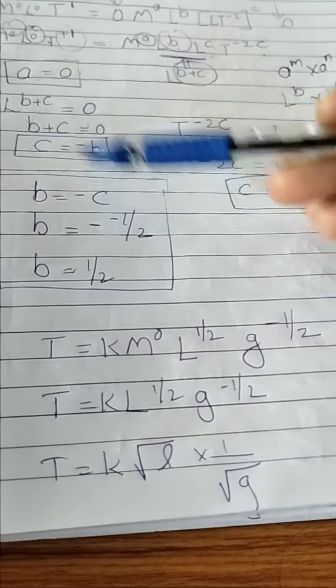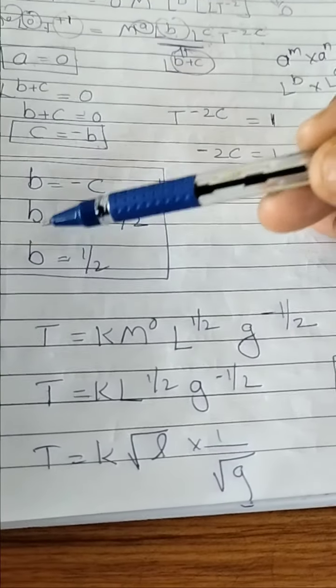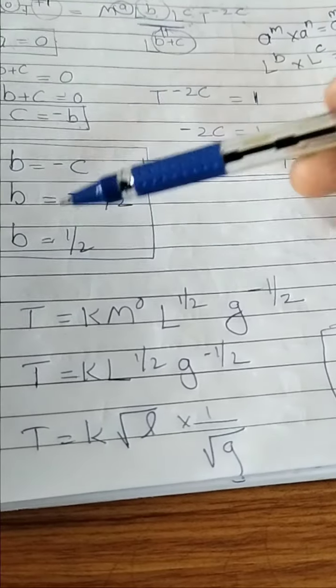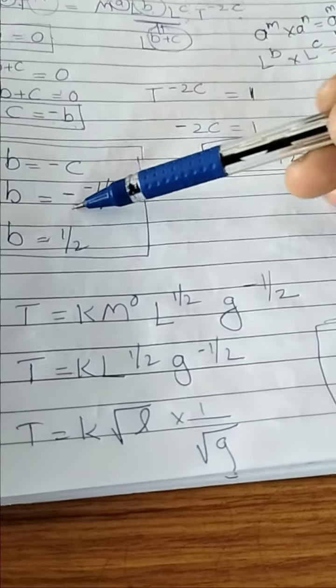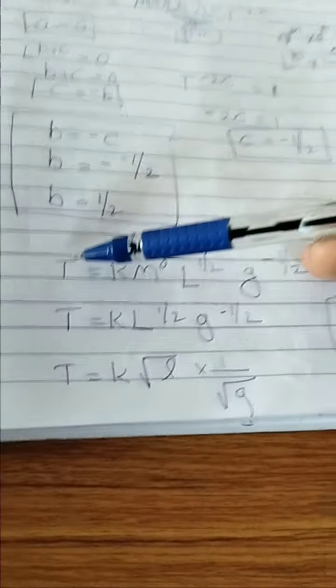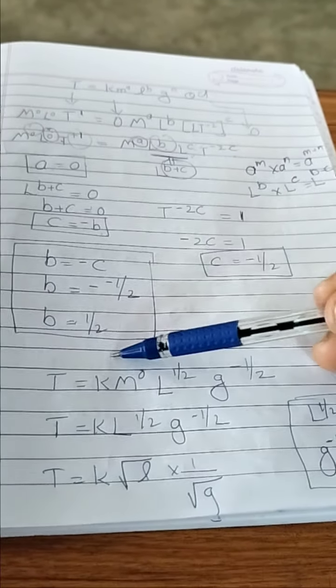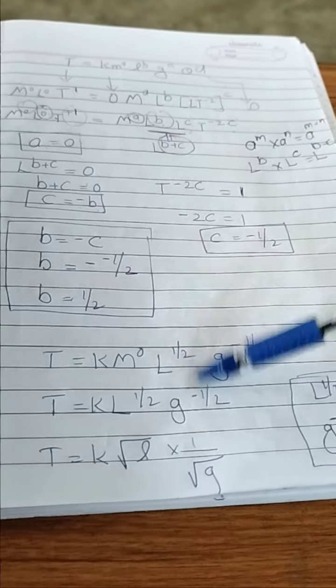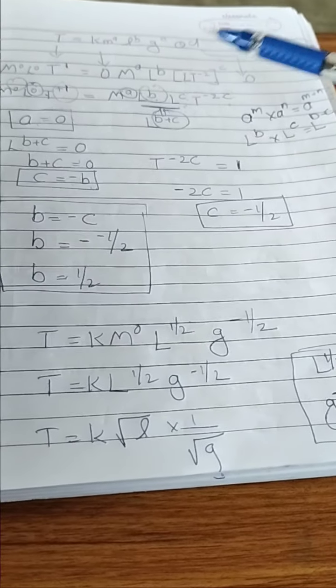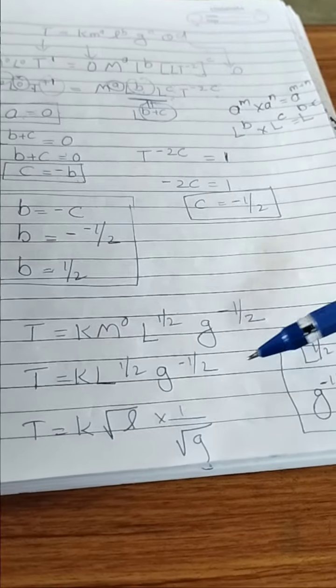Clear everyone? So you should put the value here, b equal to minus c. So b equal to minus of c value, minus 1 by 2. So minus of minus 1 by 2, minus of minus plus. So b equal to 1 by 2. Clear everyone? Okay. Then the expression is T equal to k m0 L raised to b, where b is replaced by 1 by 2, and G raised to minus 1 by 2.